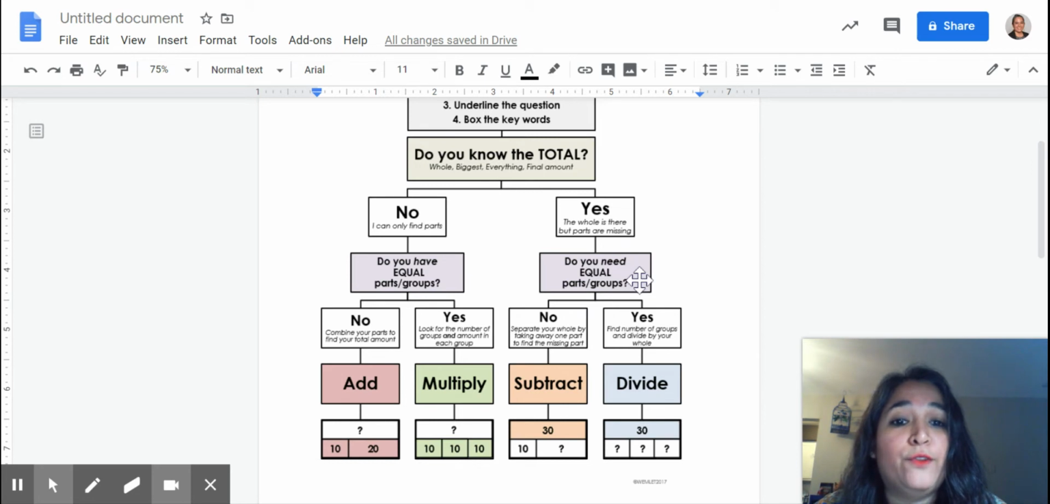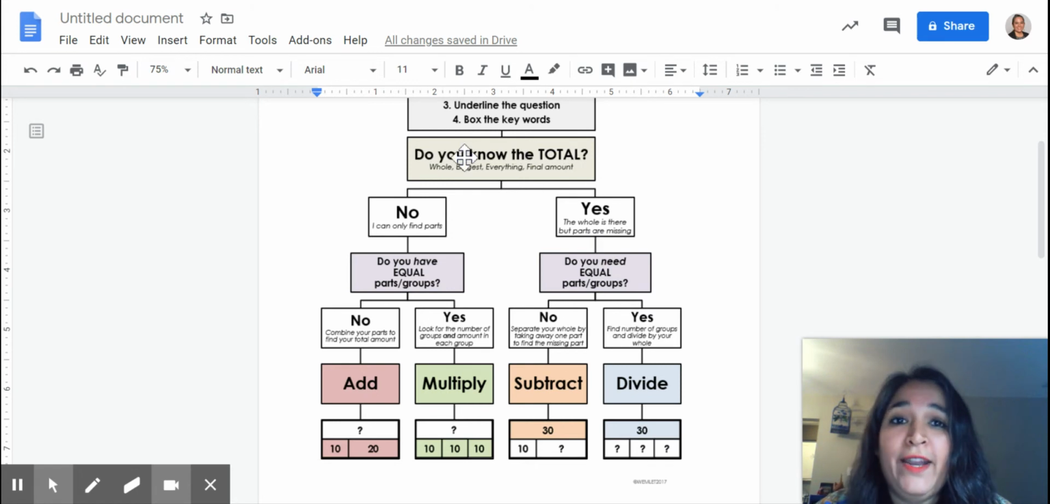You have one part and you're missing a part, so you're trying to find it. Then, if you do have equal groups, you go this way. If you have equal groups and you have a total, that means you have to divide. So you put the total and divide it into the equal groups that it tells you to divide into.